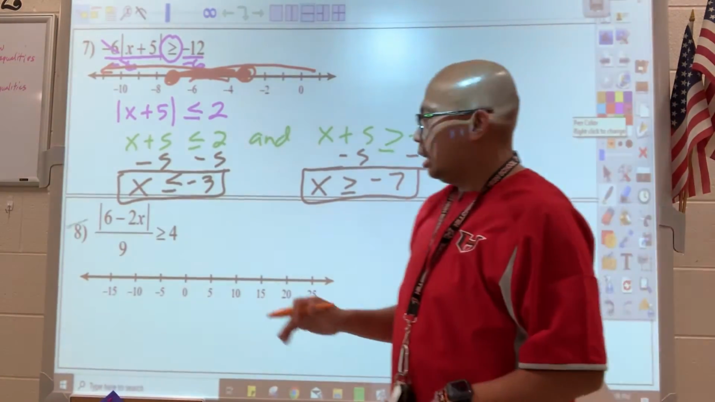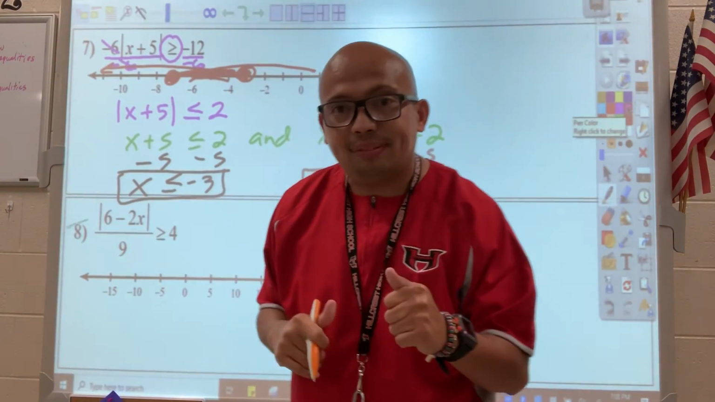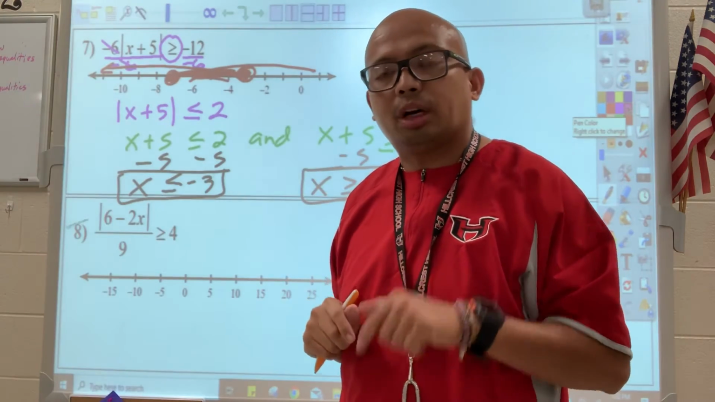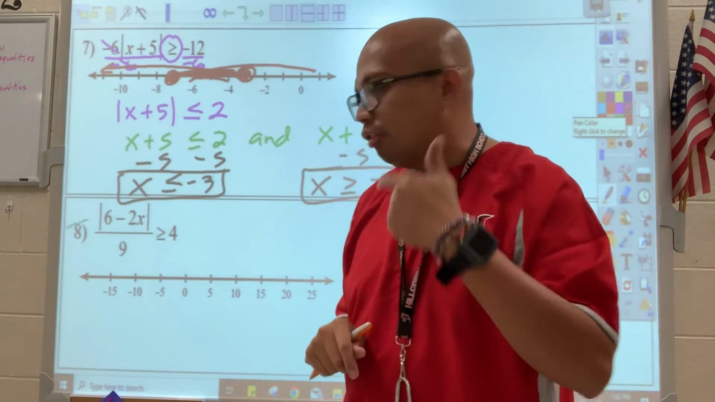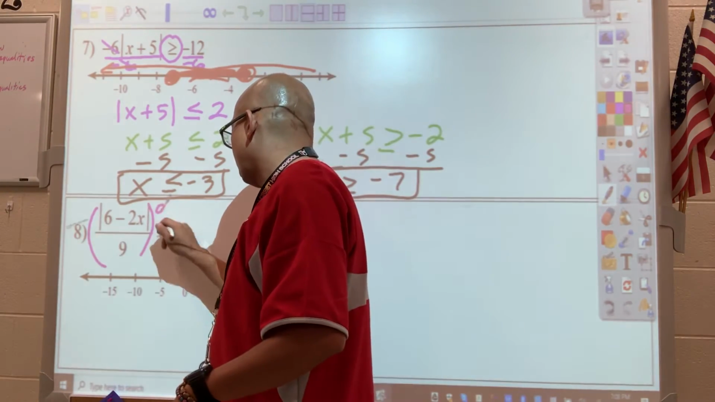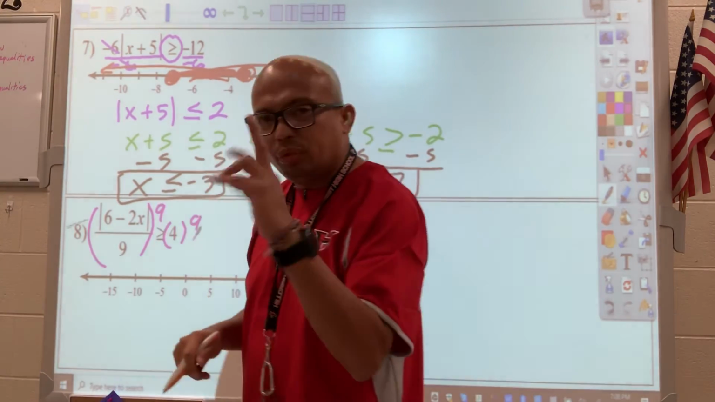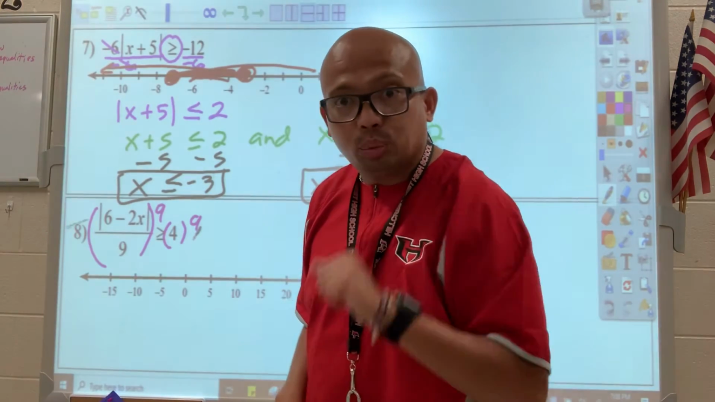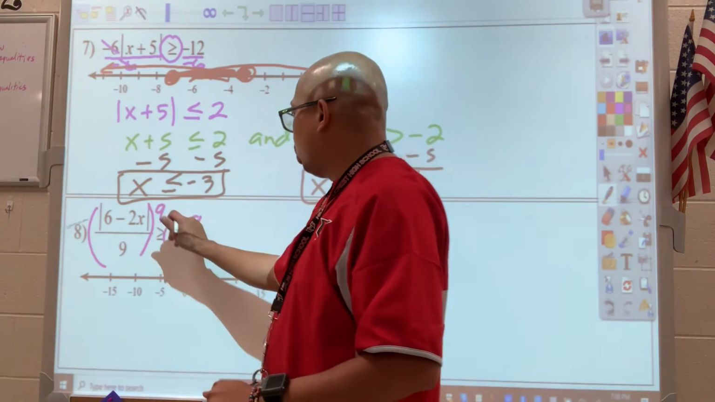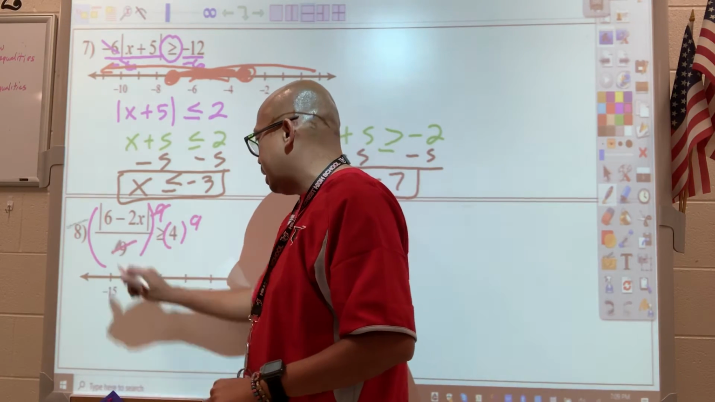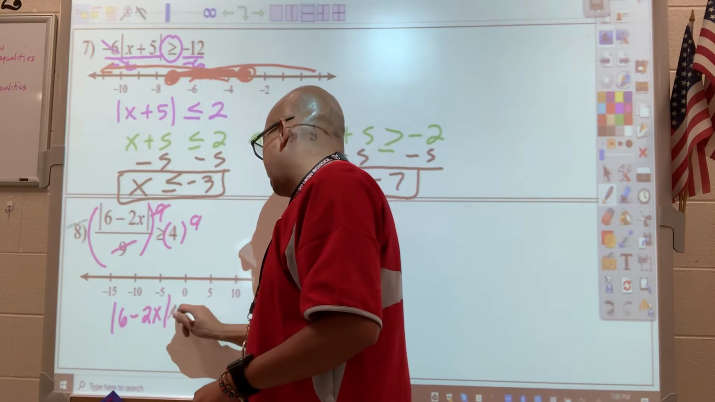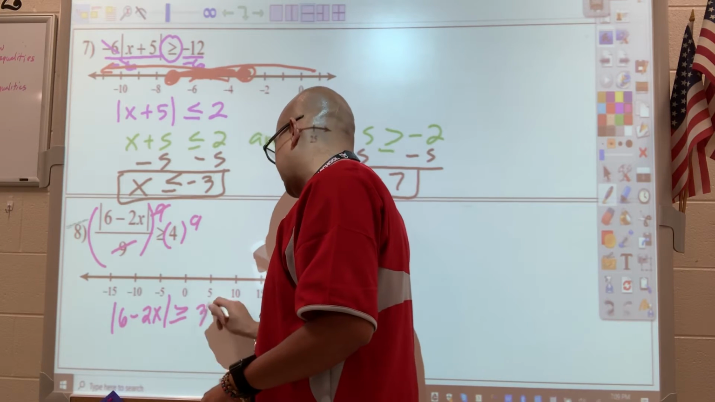For number 8, is the absolute value sign by itself? Not yet. There's a 9 underneath of that one, which is not part of the absolute value. So what's the opposite of dividing by 9? We multiply by 9. Do we need to flip the inequality? You're right, we do not need to because we're not multiplying it by a negative number. So what we need to do here is just cancel the 9s. The absolute value will remain as 6 minus 2x greater than or equal to 36.